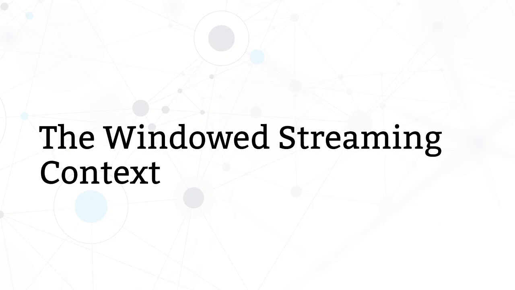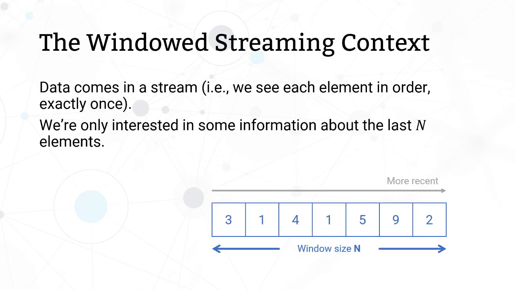Before we go any further, we should first discuss the windowed streaming context, so we know exactly what the rules of the game are and what problem we're trying to solve. In the windowed streaming context, our data comes in a stream, so we see each element in order and exactly once. It's exactly the same as the streaming context we have in class, but here we're only interested in some information about the last n elements we've seen. So not the entire stream, but only the last n elements.